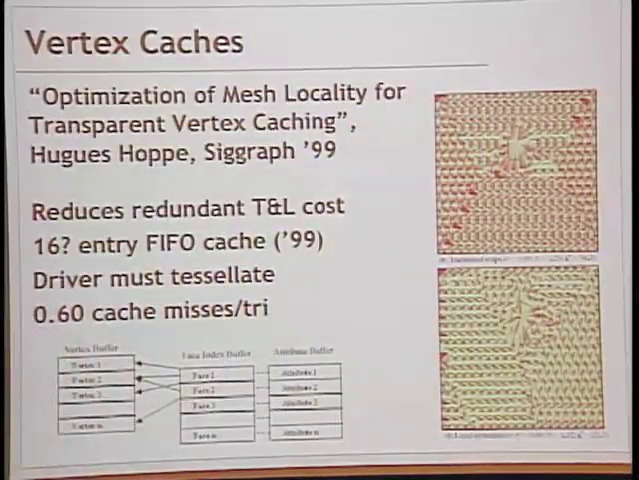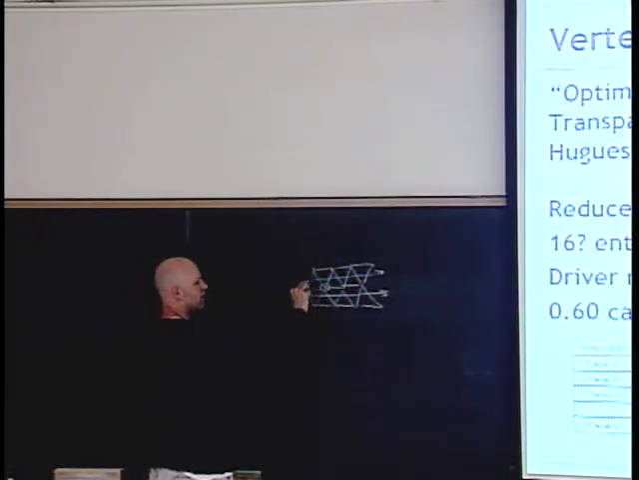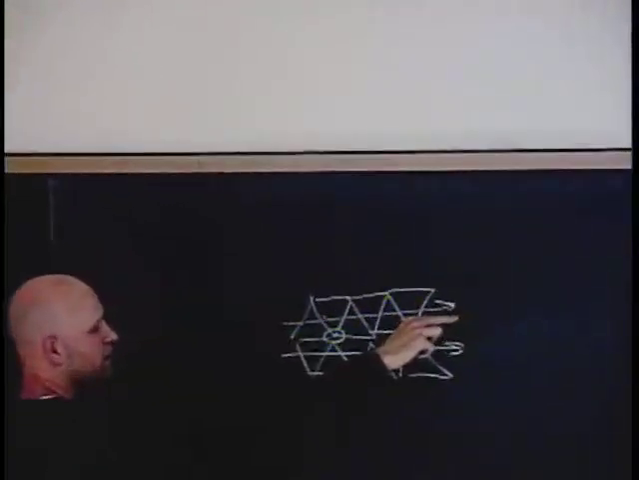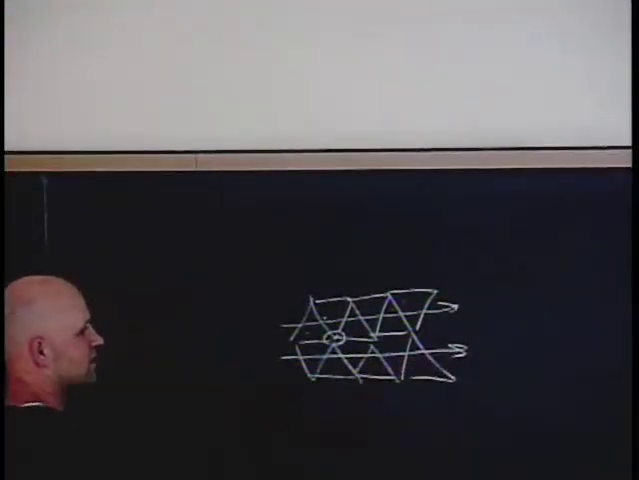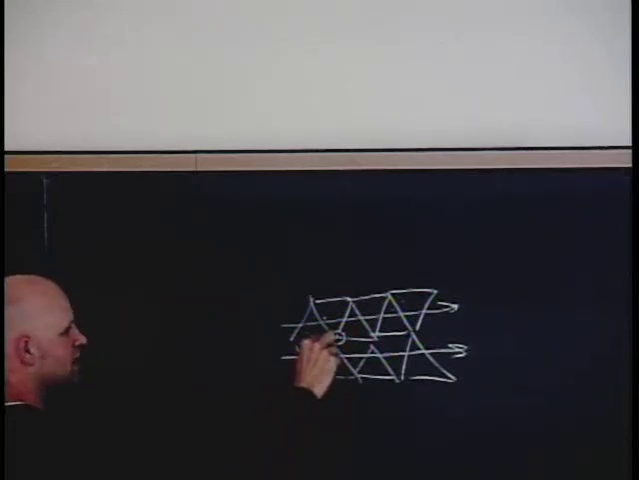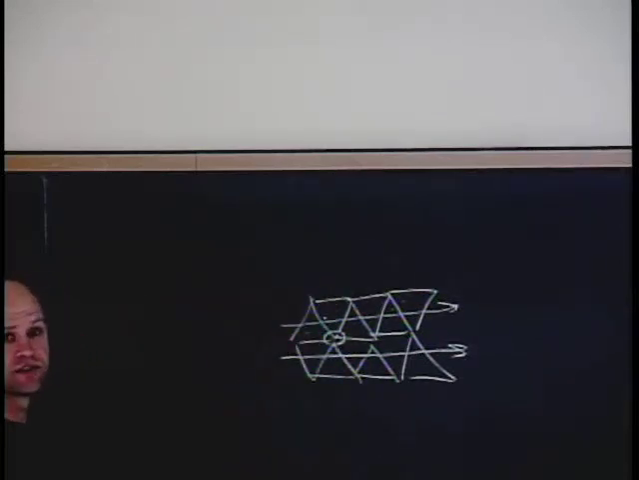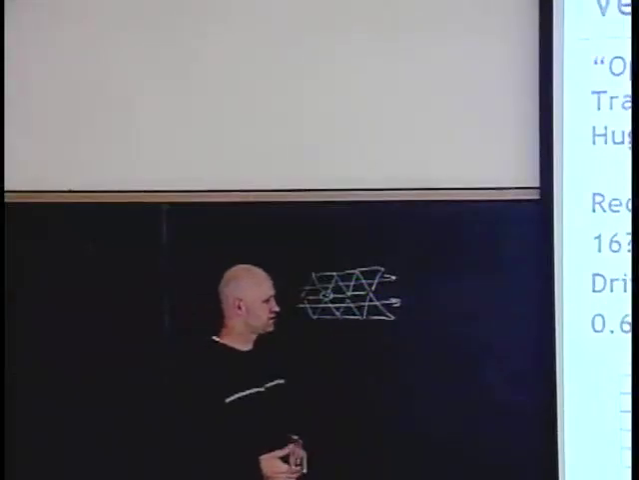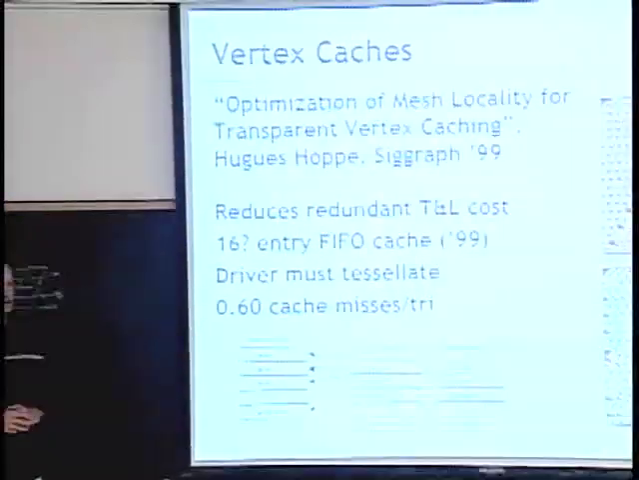The theoretical best is 0.5 cache misses per triangle, right? Back to the board. Every triangle in general will miss once every triangle if you're going in just for one strip. So if you have perfect caching, then you should miss only half a time every triangle because you'll be using half your vertices from the previous strip. So 0.6 is really pretty good. He showed how to do this, which was a good technique.